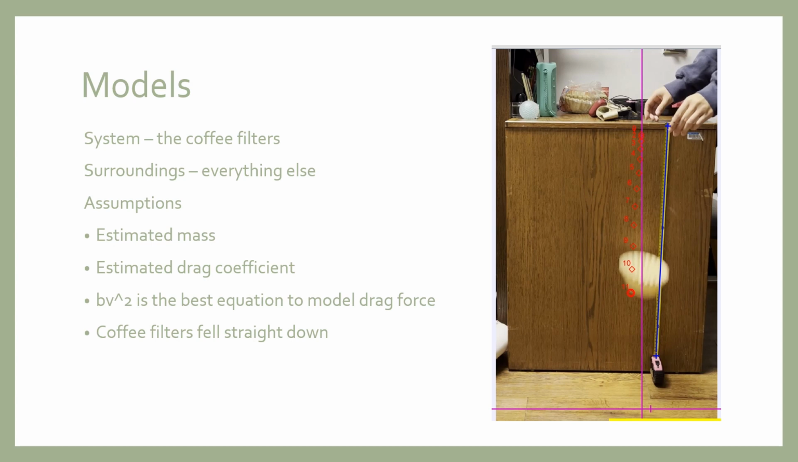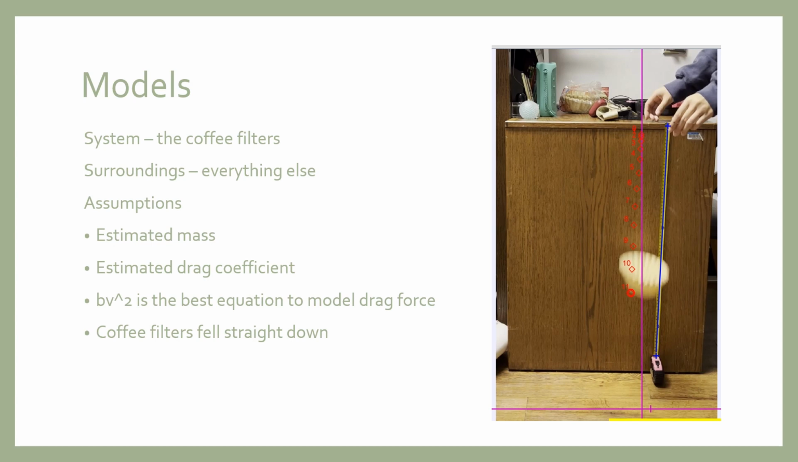I dropped the coffee filters from an initial height and uploaded the video to Tracker to produce position versus time experimental data. In this model, I estimated the mass of the coffee filters with Google, and I also estimated the drag coefficient. I assumed bv squared was the best equation to model drag force, and I assumed that the filters fell straight down to the ground as I only took a y position into account.